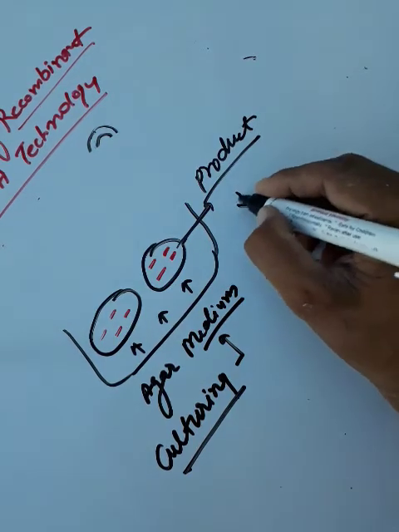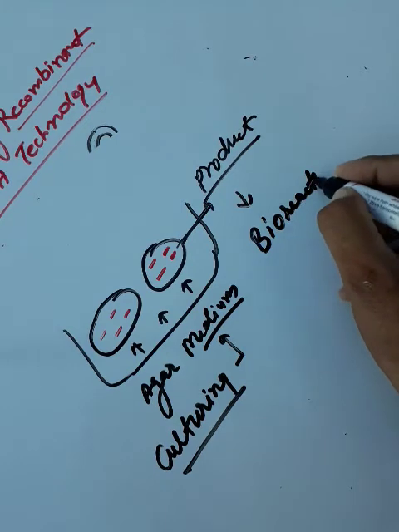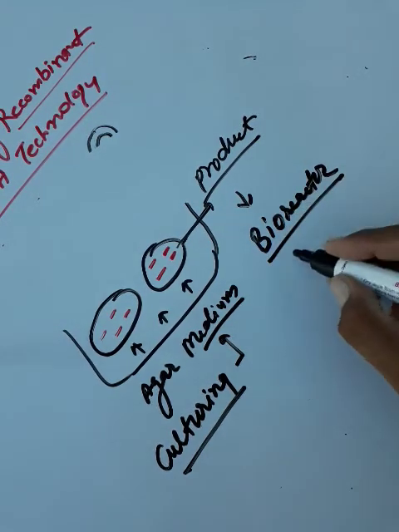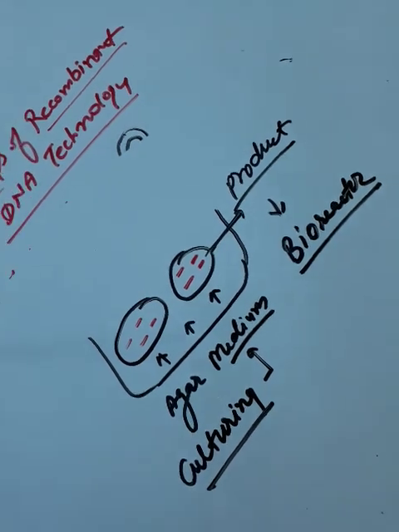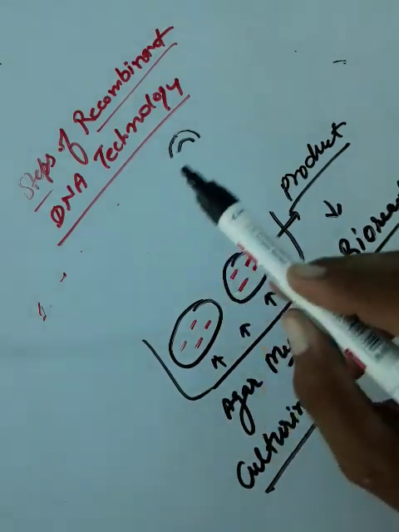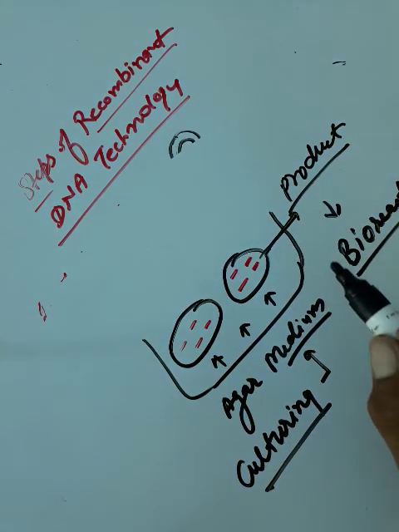Yes, after that we will use bioreactors here. With the help of a bioreactor, we can form the desired type of products. Yes, these steps are involved in recombinant DNA technology, and through recombinant DNA technology, we can form the desired type of products.